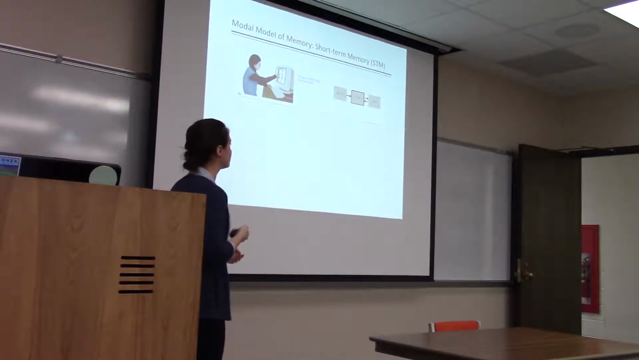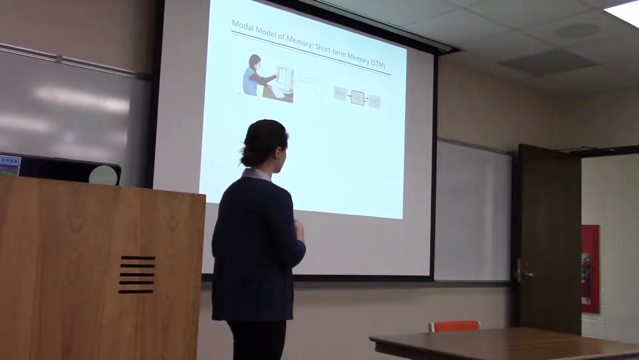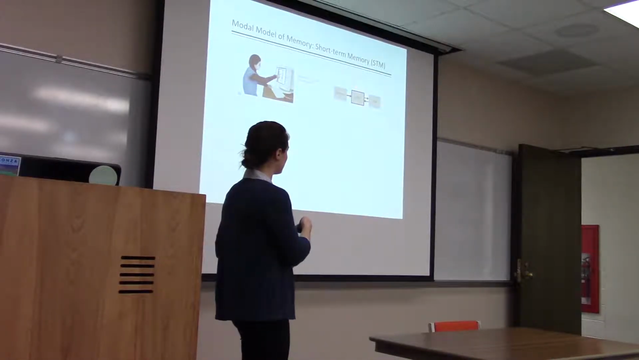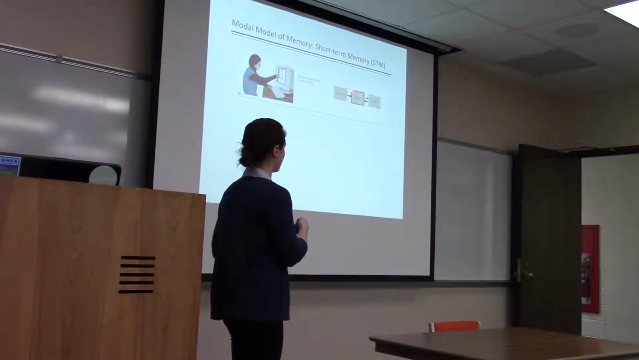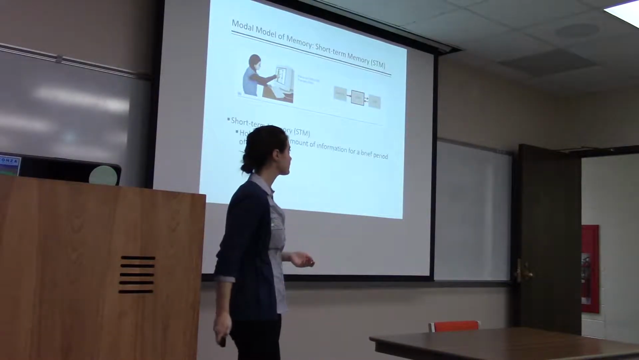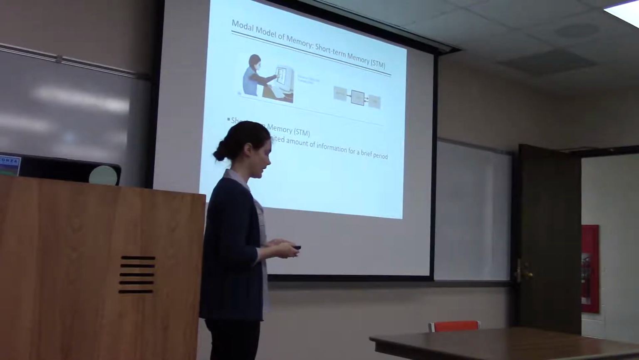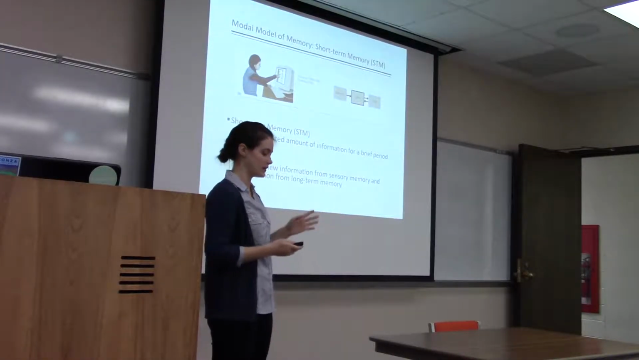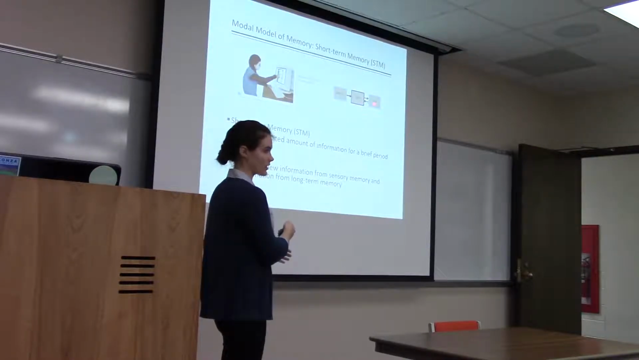All right, so the second box of the modal model is short-term memory. So you have the information from the environment coming into your sensory memory, and then you attend to that information. That's what that first arrow is. And the information that you're attending to from your sensory memory ends up in short-term memory. And so short-term memory holds a limited amount of information for a brief period of time. And it includes new information from sensory memory as well as information from long-term memory. And that's the point of the bidirectional arrows there.